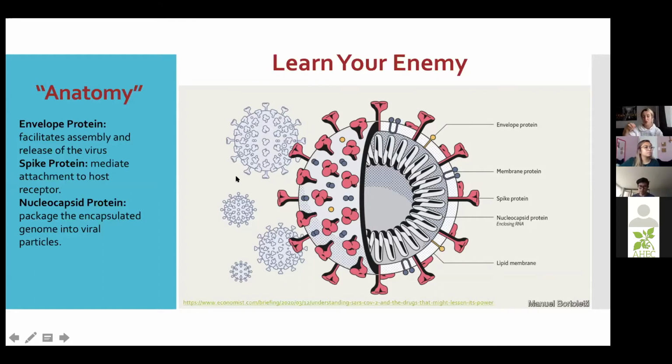They attach to our cells in the lungs. Another important one is the nucleocapsid protein, which packages the encapsulated genome into the viral particles. Those are the nucleocapsid proteins. They cover the RNA, and they're here. So this is what the coronavirus, COVID-19, looks like. Pretty cute, right? Any questions before we move on? No? Okay.